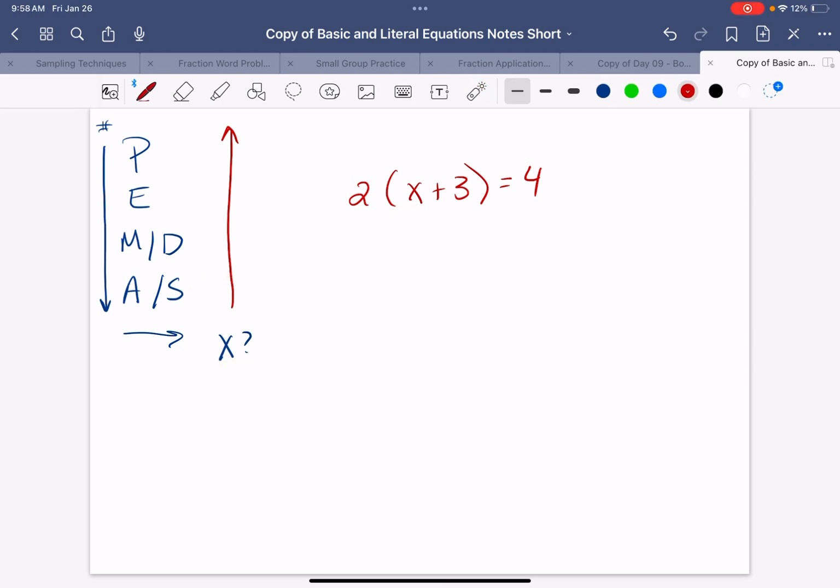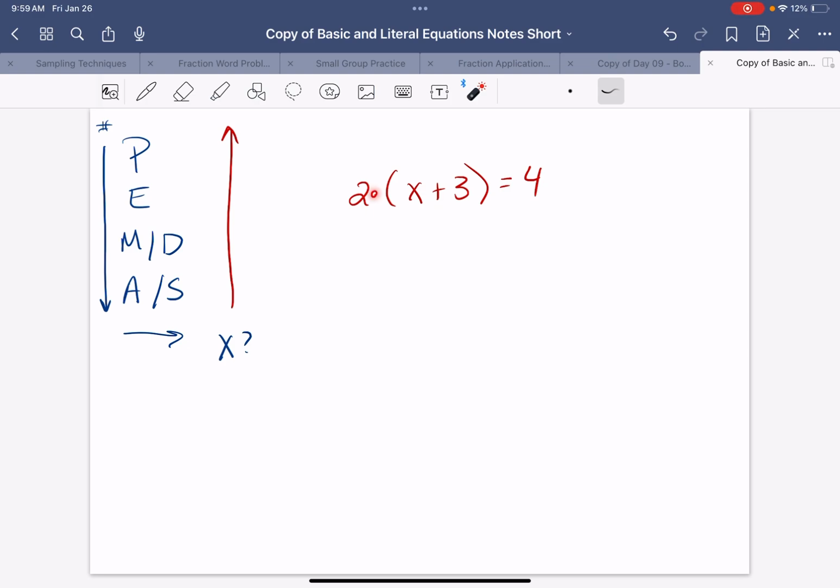So looking at my equation here, I'm going, oh, well, I do have an addition subtraction problem right here, right? However, it is in a parentheses and that comes last. So I don't have something that's outside of it. So I'm not going to do addition subtraction. The next thing I look at is, do I have a multiplication division problem? Yes, I do. I have 2 times this expression right here, x plus 3. So I need to get rid of the 2.